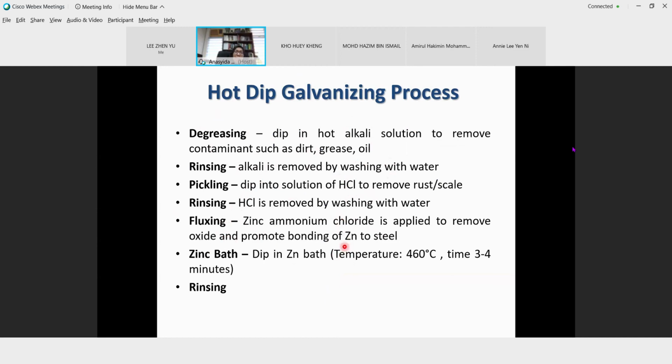So it is some sort of activation. We try to promote the bonding between zinc and steel. Then after that, the last part is dipping in the molten zinc. Then after the process is finished, we rinse again. So this is a general step for hot dip galvanizing. So this is an example of galvanizing. It's the same for aluminium, and maybe there is some step that is not actually used, maybe pickling for aluminium. I'm not sure, maybe pickling is not involved. But if let's say you use steel, definitely you must carry on with the pickling.